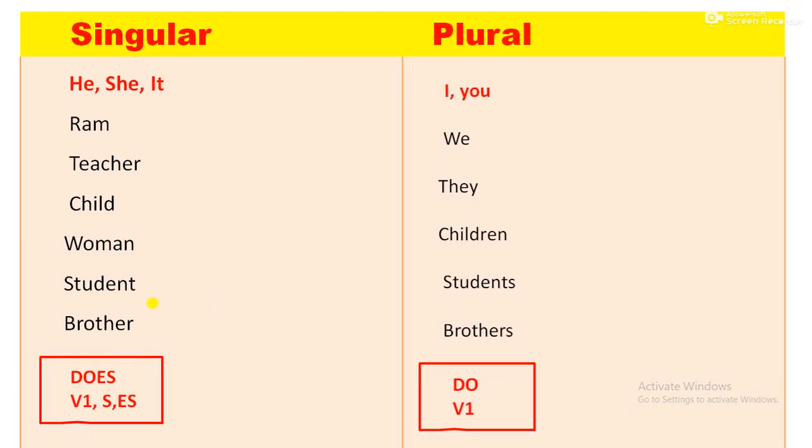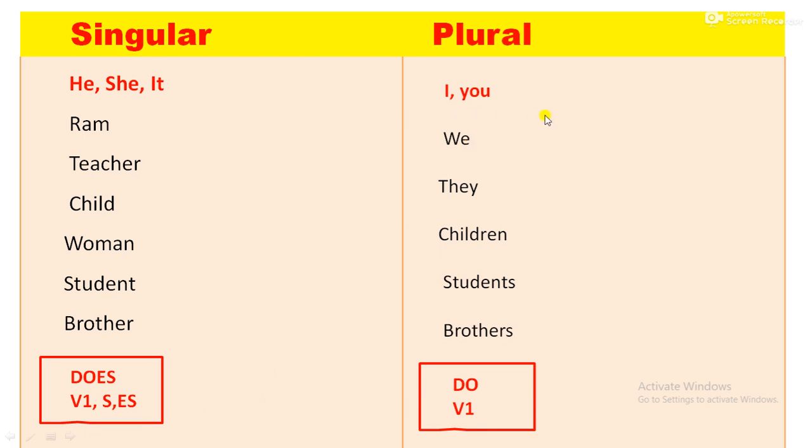Let's understand singulars and plurals and their use for the present tense. He, she, it singular, Ram singular, teacher, child, woman, student, brother. Singulars and plurals: I, you, we, they, children, students, brothers. Now students, in singular we use the first form and s or es in present indefinite tense, and in plural we don't use s or es with the verb.